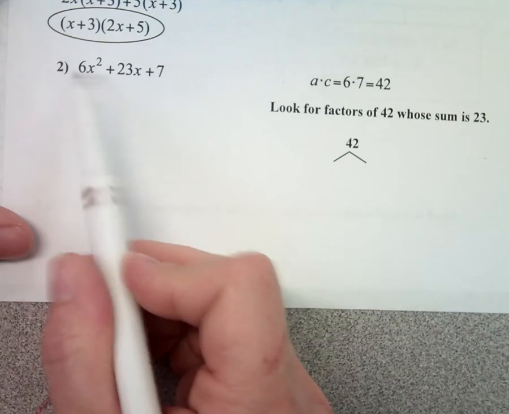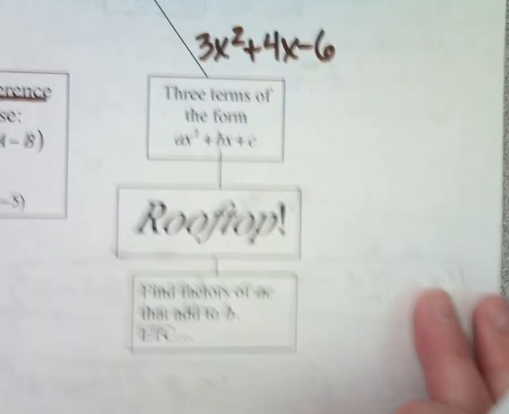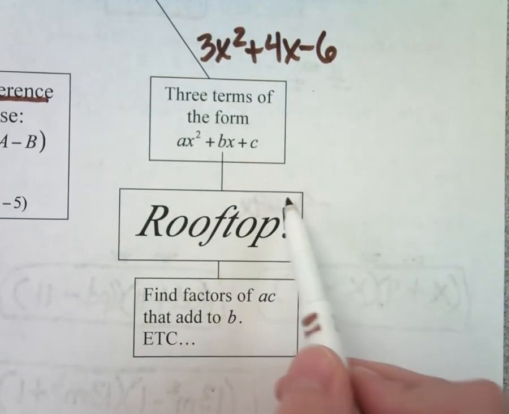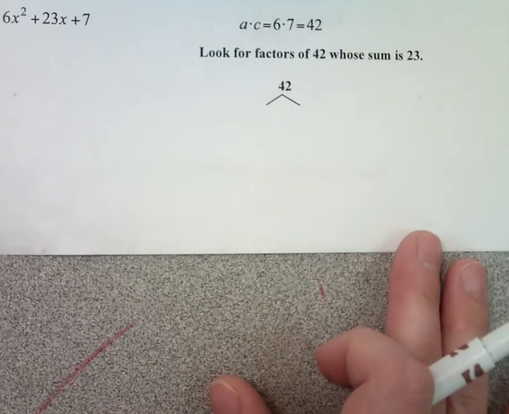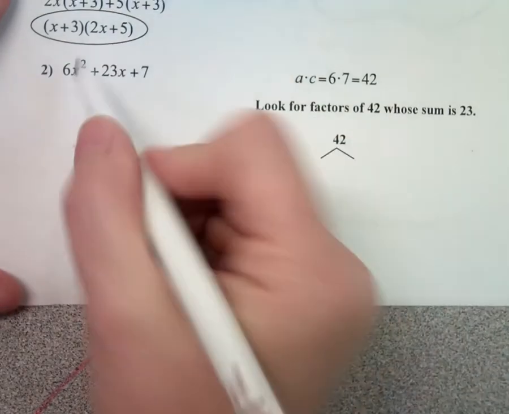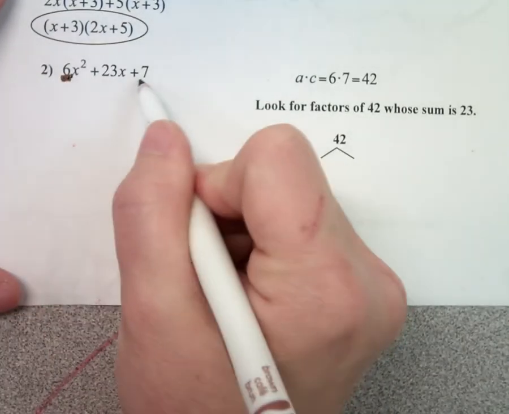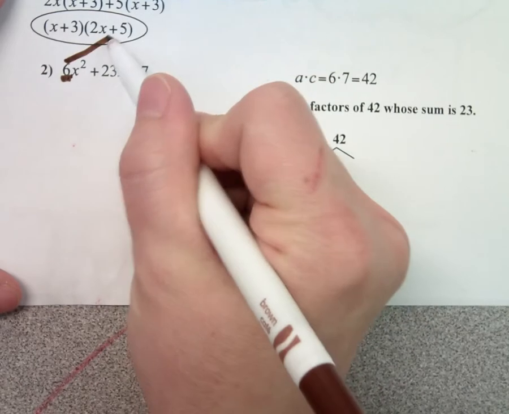No. And then does this have 2 terms or 3? Okay, so on the front sheet, it says if a problem has 3 terms, we're going to do what's called rooftop. Do you remember hearing that word last year? Yes. Okay, so rooftop wants me to take this A here times this C here. So what is A times C?